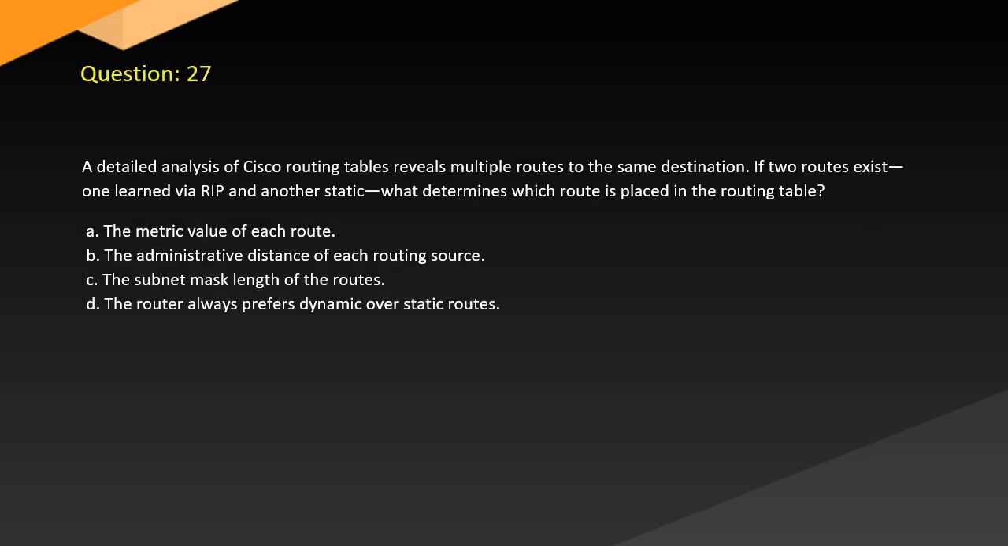Question 27. A detailed analysis of Cisco routing tables reveals multiple routes to the same destination. If two routes exist, one learned via RIP and another static, what determines which route is placed in the routing table? A. The metric value of each route. B. The administrative distance of each routing source. C. The subnet mask length of the routes. D. The router always prefers dynamic over static routes.